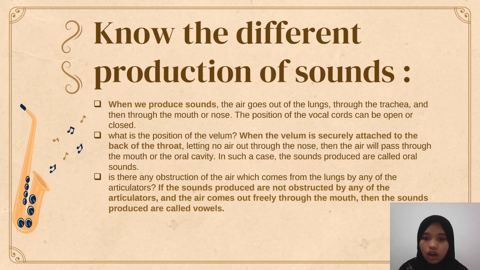The second, position of the velum. When the velum is firmly attached to the back of the throat, letting no air out through the nose, then the air will pass through the mouth, the oral cavity. In such a case, the sounds produced are called oral sounds. And the third, if the sounds produced are not obstructed by any of the articulators and the air comes freely through the mouth, then the sounds produced are vowels.